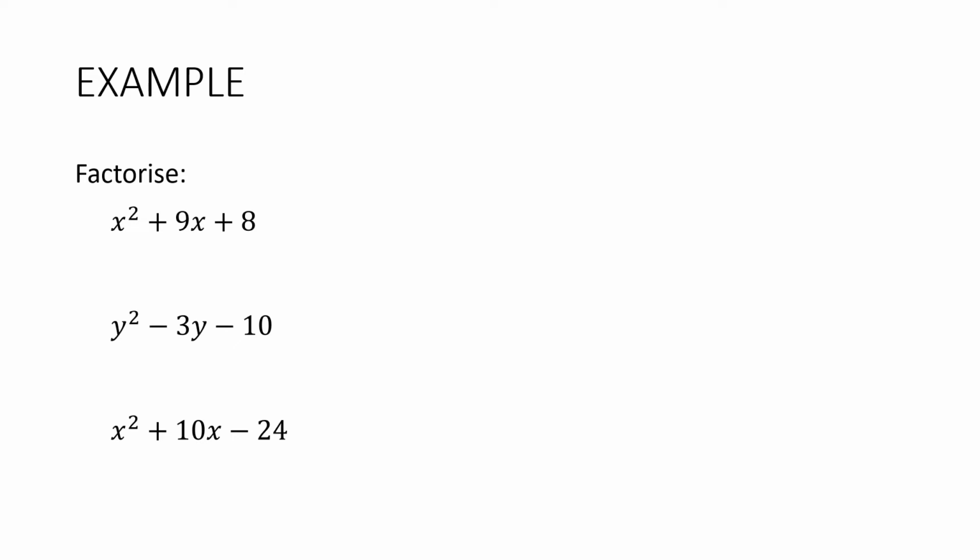x squared plus 9x plus 8. Into two brackets. We have got x and x. We want factors of positive 8 that add to positive 9. They have to be plus 8, plus 1. And remember, you can have these two the other way around if you want.